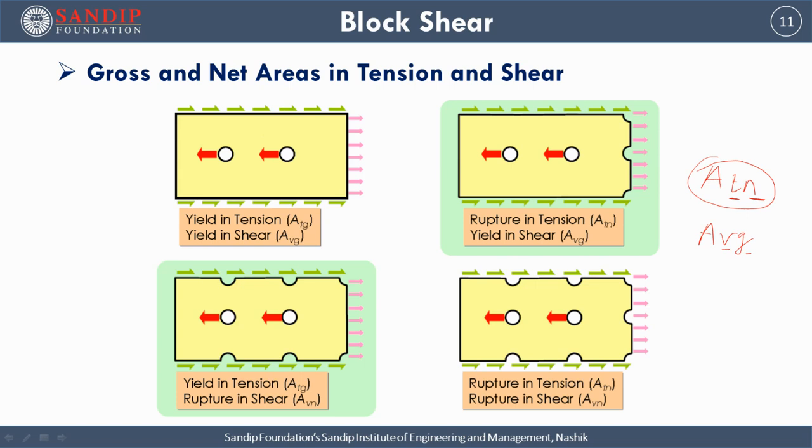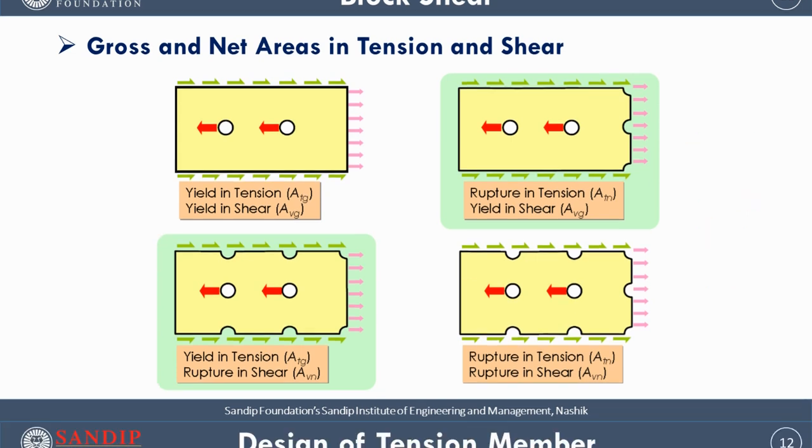So these are the 4 areas which will offer resistance to block shear failure. Which are those areas? ATG, AVG and ATN, AVN. So ATN, AVG and AVN, ATG. So these are the 4 areas which are going to resist block shear failure of a plate or tension member.